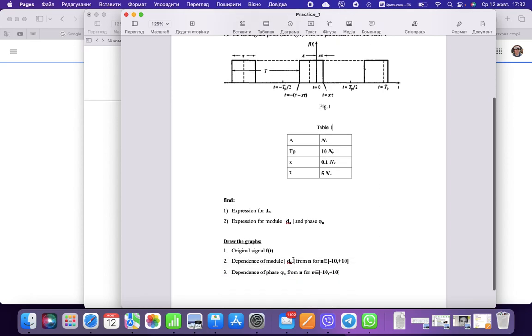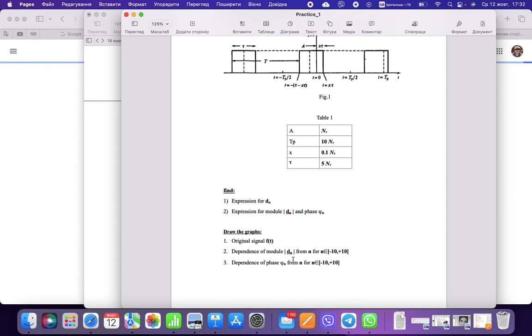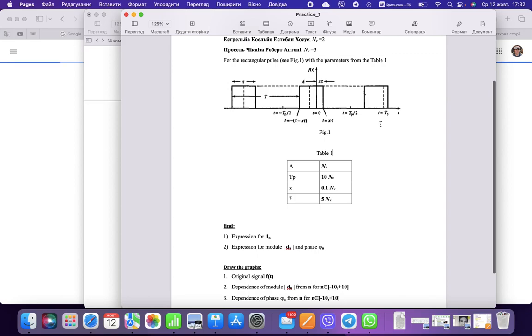Okay, and what do we have to do with this sequence? At first, we need to draw the graph of this sequence. So you should put your parameters in, and then draw a picture that will be very similar to this picture that you can see in the slide, but please be careful with the parameters. You should draw this graph with the parameters that correspond to the number of your variant. This is the first step.